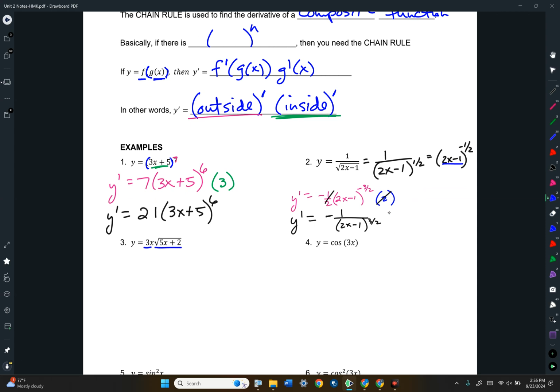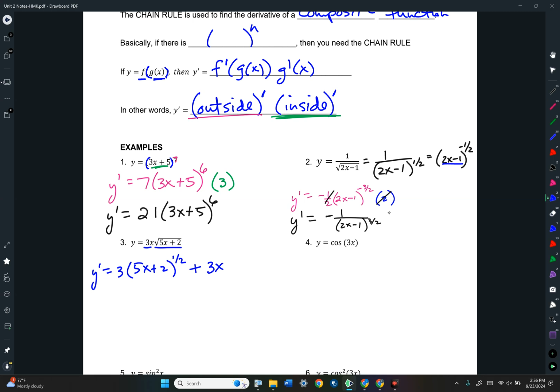As I start to go through my product rule, in order to do the derivative of the second, I'm going to have to use a chain rule. So this is like a chain rule within a product rule. It sounds way more confusing. So big picture, think product rule. All right, so I'm going to say the derivative equals, derivative of the first is 3 times the second. So I'm just going to leave the 5x plus 2 to the 1/2 plus the first.